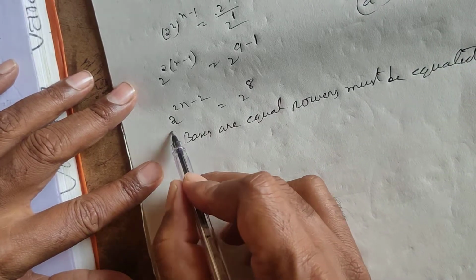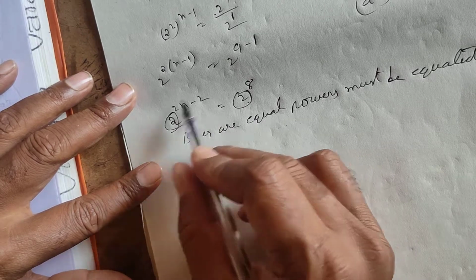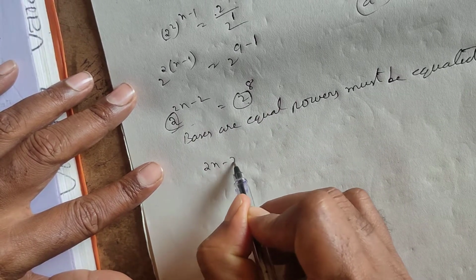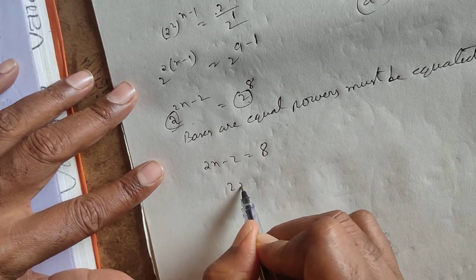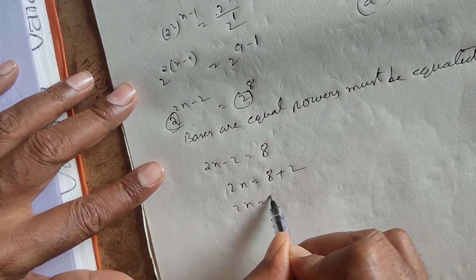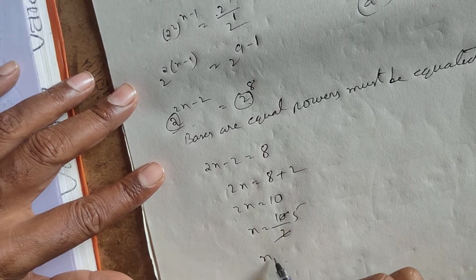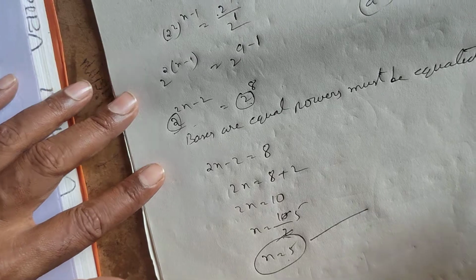Then what you have to do, base here 2 is there, here also base 2 is there. So bases are equal, powers must be equated. 2n minus 2 is equal to 8. Minus 2 you are taking to this side, 8 plus 2, it becomes 2n is equal to 10, n is equal to 10 by 2, and n is equal to 5. So you got the value of n as 5.